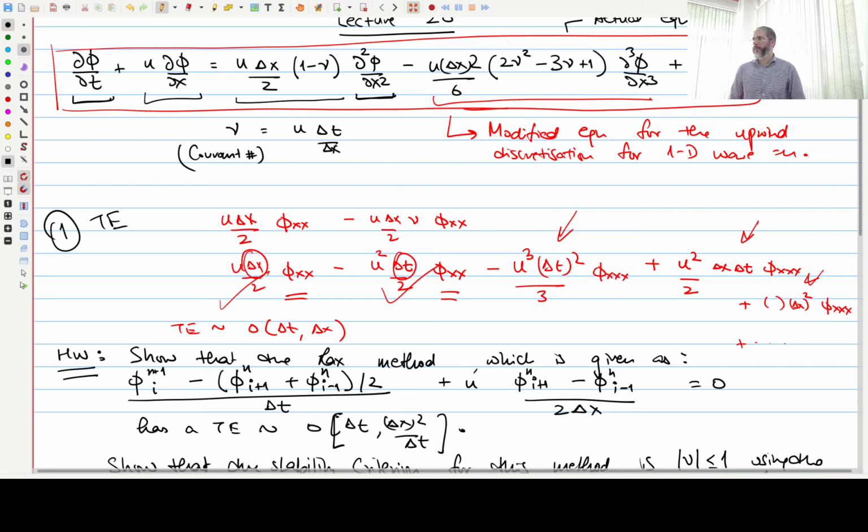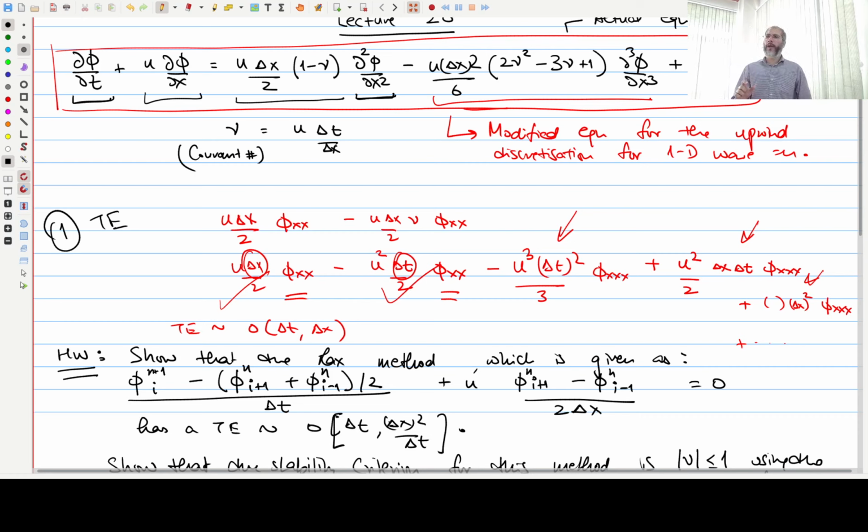Nu should be equal to 1, right? So if nu is 1, what happens? The first term goes away. So that's a neutral stability condition, and I can live with that. Nu less than 1 is always good. Nu equal to 1 is neutral stability. Nu greater than 1 is a problem, a numerical issue.